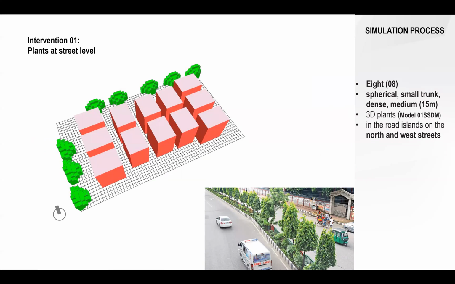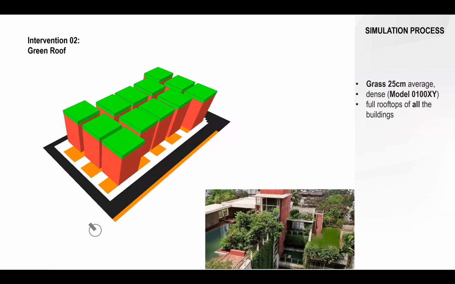Then it was done without any intervention, and then with intervention one, eight plants are placed on the north and the west. Spherical, small trunk, dense, medium-size 3D plants are placed, and their impact on air temperature is analyzed.